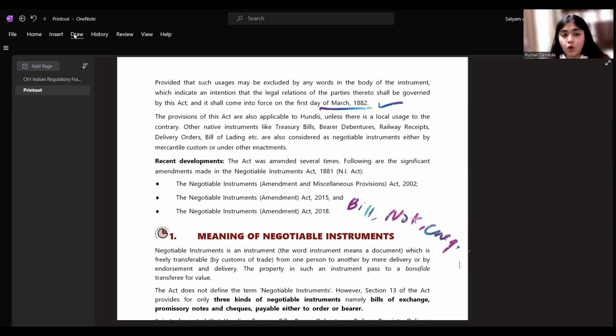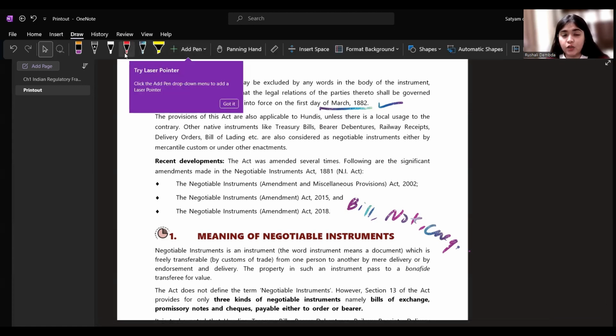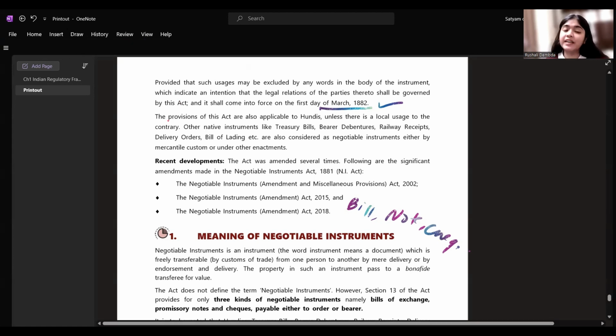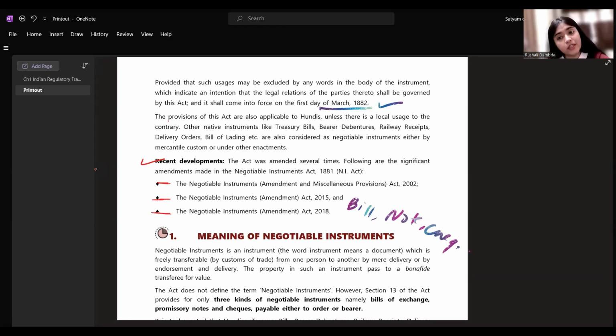Right? So all these things are majorly considered over here in our examples of negotiable instrument, types of negotiable instrument. They have given about some recent developments. The Act was amended several times, and the significant amendments were made in the Negotiable Instruments Amendment and Miscellaneous Provisions Act 2002, 2015 and 2018. So we are going to read all the amended things over here.